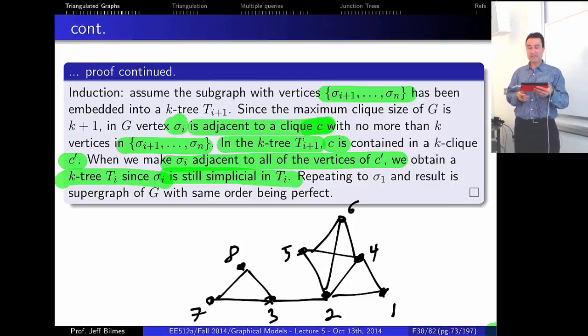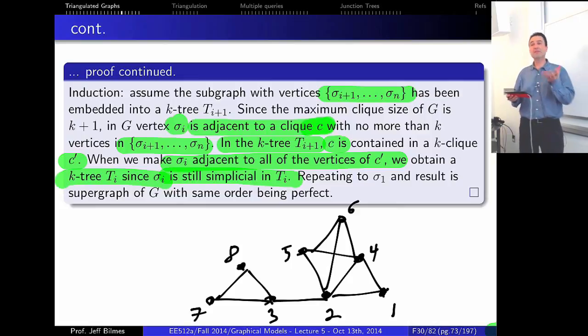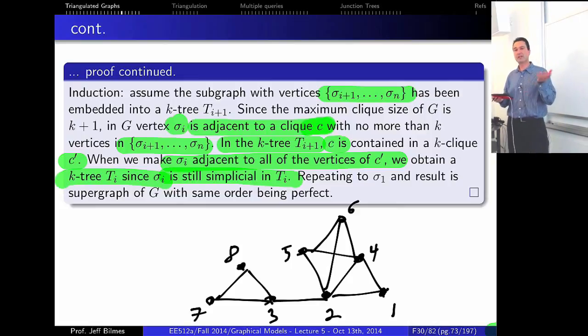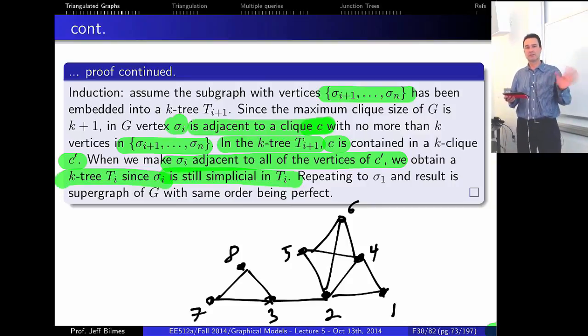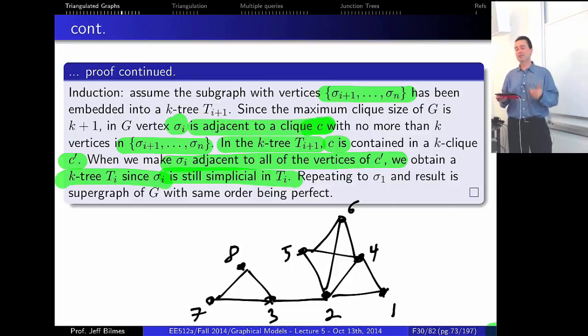So let's say, is this a 3-tree? Can it be embedded into a 3-tree? The largest clique is of size 4. Can it be embedded into a 2-tree? No. So it can be embedded into a 3-tree. So how can we then turn this into a 3-tree?